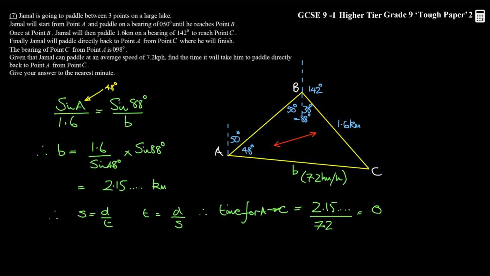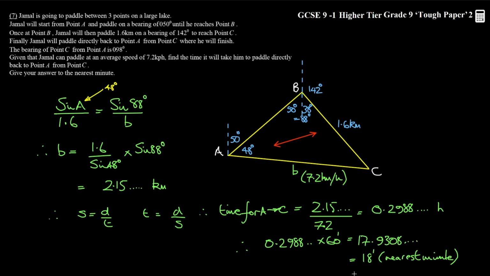And we get an answer of 0.2988, and on it goes. And this will be hours because our speed is quoted in kilometers per hour. So therefore in minutes, we need to find out what 0.2988 is of an hour. Well, an hour is 60 minutes, so multiplying by 60 will give us an answer in minutes. And the calculator gives 17.9308, and on it goes, which is 18 minutes to the nearest minute. And that will be your answer.